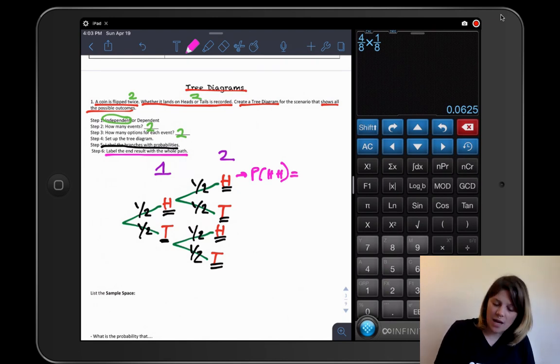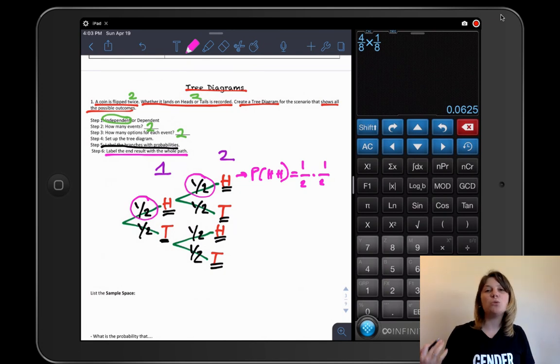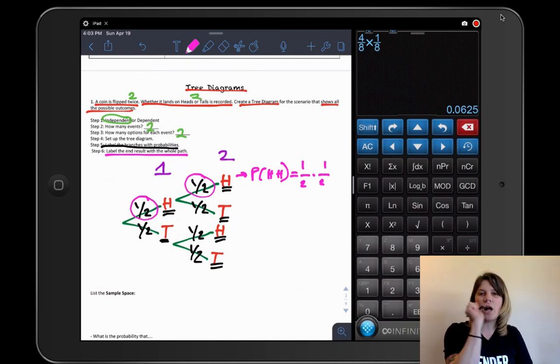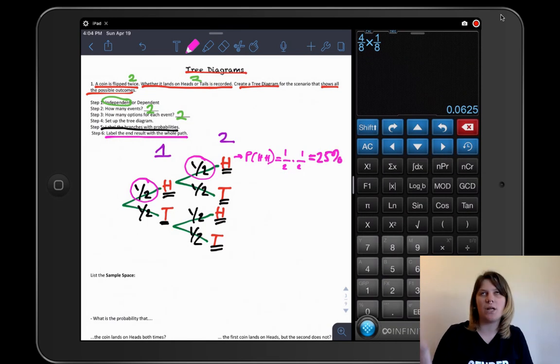Okay, so what's the probability of that happening? Well, we know it's 2 events, so it's 2 fractions, and we're going to write the 2 fractions 1/2 and 1/2. That's this and this being multiplied. So that's why tree diagrams are such a nice visual representation of what's happening, because you're following a path and it tells you what your probability is going to be. And now I'm going to move this over a little bit, and this probability is going to be 25%. 1/2 times 1/2 is 1/4, which is 25%. And you can do that on your calculator if you don't trust me.